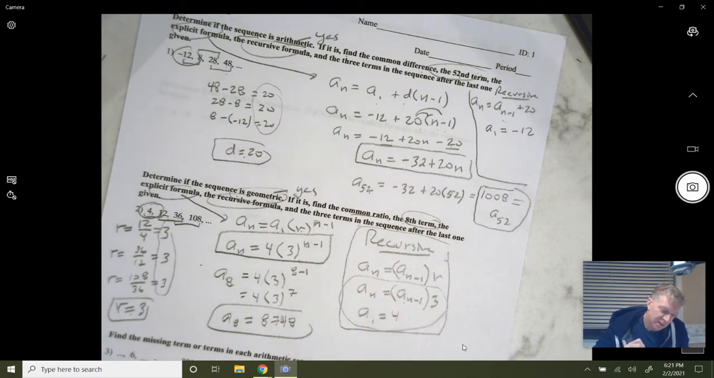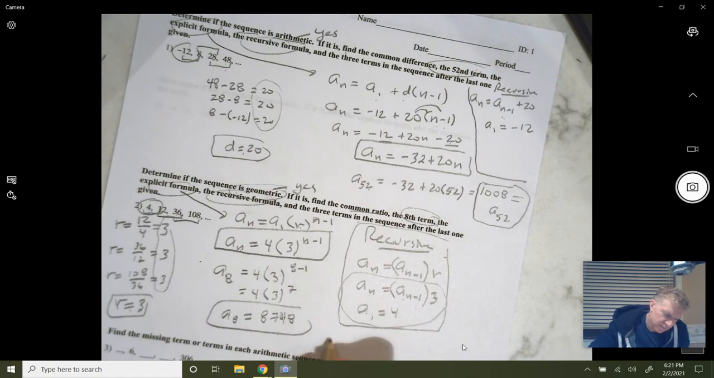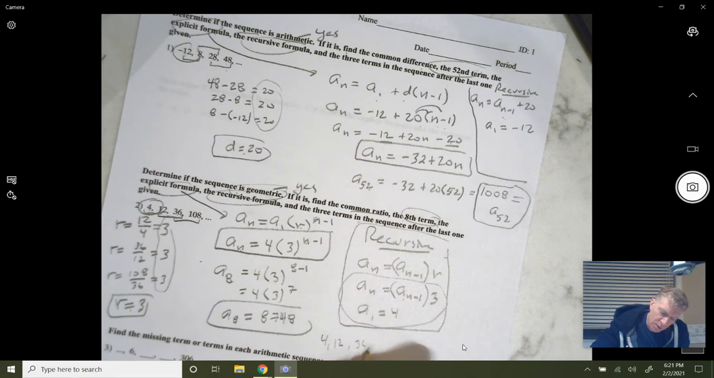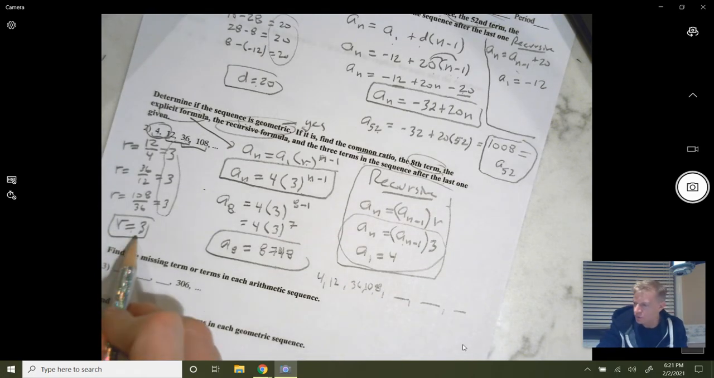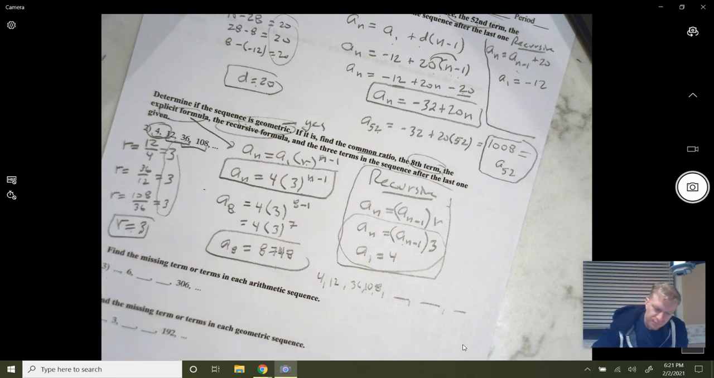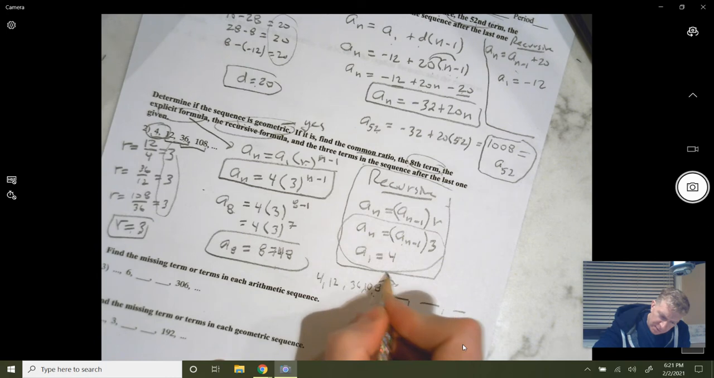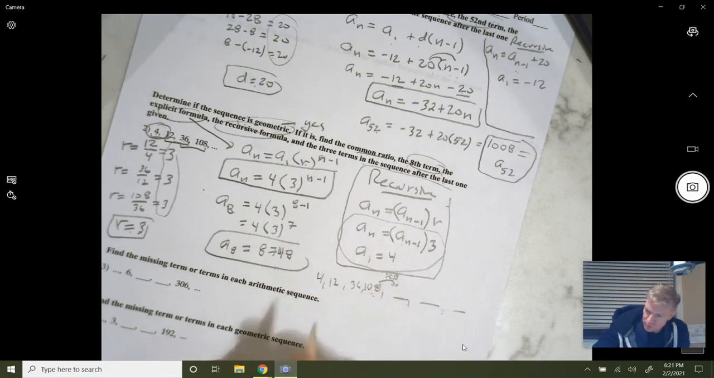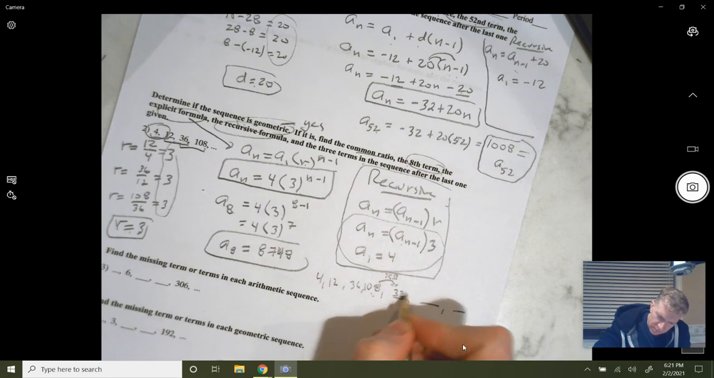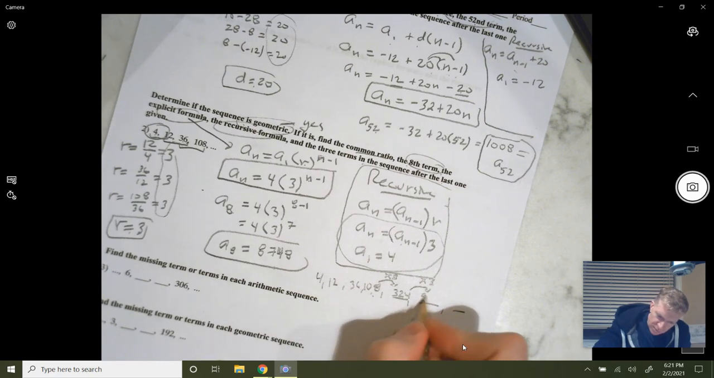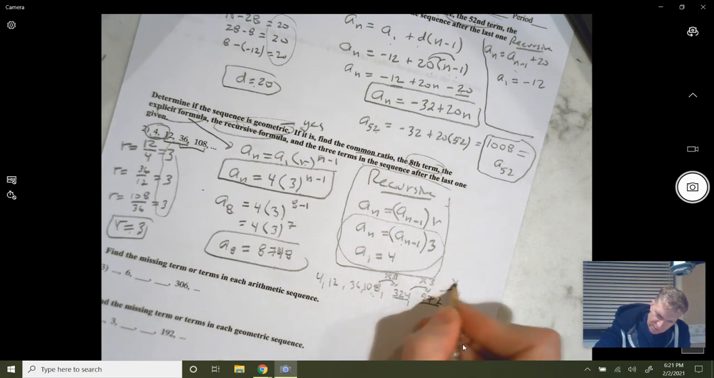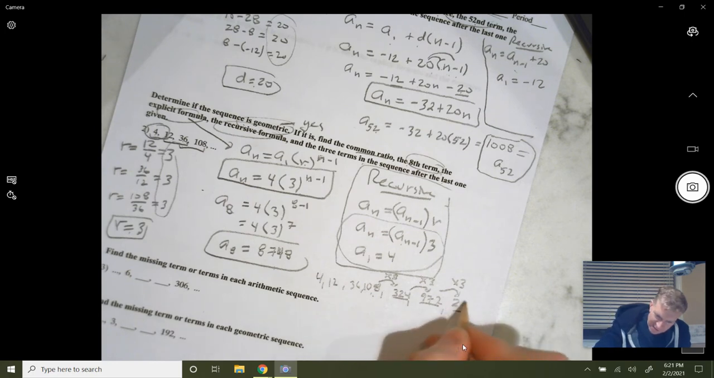Okay. Then it says find the next 3 terms. So after 4, 12, 36, 108, we need the next 3 terms. All we do to find the next 3 terms is keep multiplying by our common ratio. We're going to multiply by 3. 108 times 3 gives you 324. Find the next one. Times 3, we get 972. Find the next one. Times 3, and you get 2916.